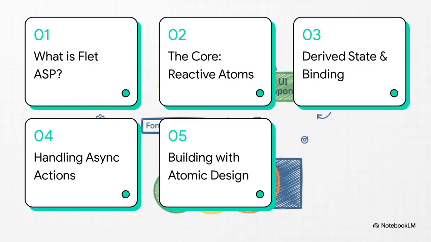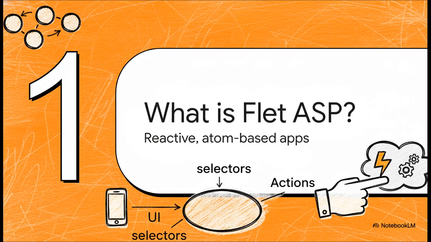Here's a quick look at what we're going to cover. We'll start with the basics of what Flet ASP is. Then we'll get into its absolute core building block, the reactive atom. After that, we'll see how to build on that with derived state, handle tricky stuff like API calls, and finally wrap it all up with a really professional design system. All right, so let's get into it.